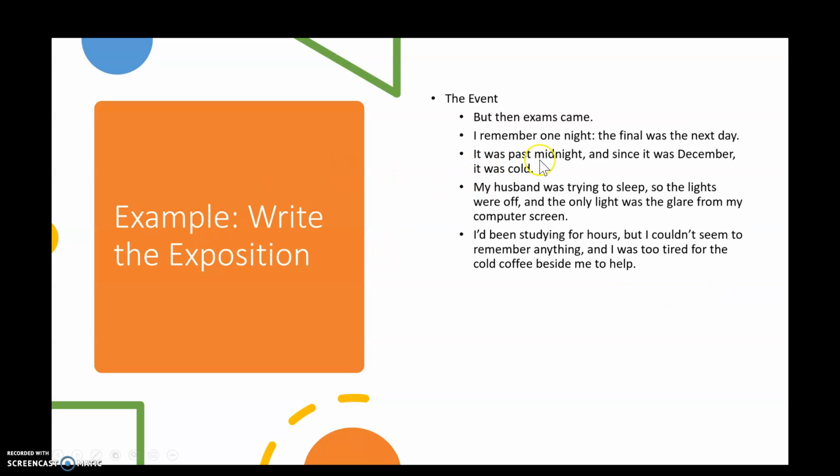Then the event. Then exams came. I remember one night. The final was the next day. It was past midnight, and since it was December, it was cold. My husband was trying to sleep, so the lights were off, and the only light was the glare from my computer screen. I'd been studying for hours, but I couldn't seem to remember anything, and I was too tired for the cold coffee beside me to help. So you can see here I've really focused in on the details to tell the story.